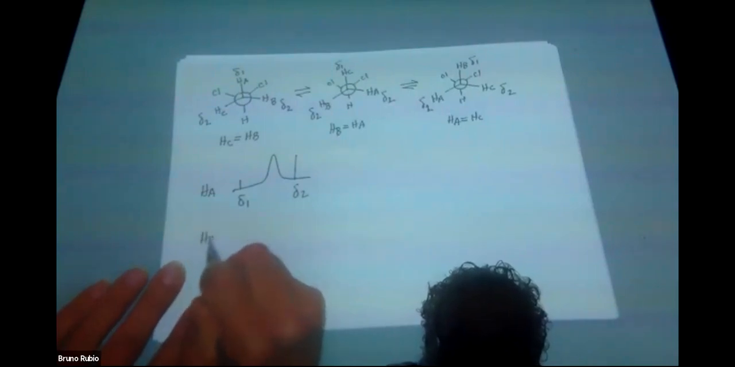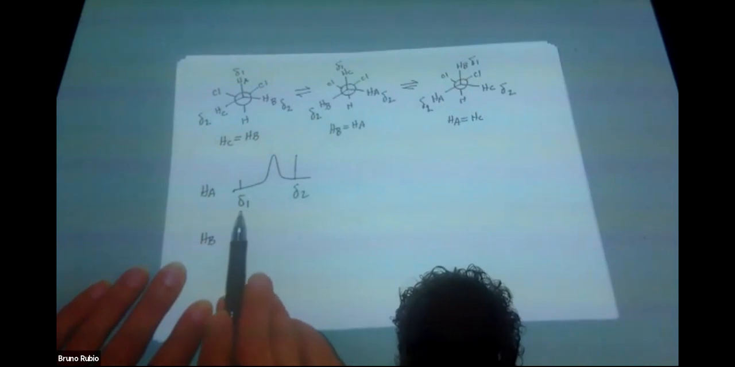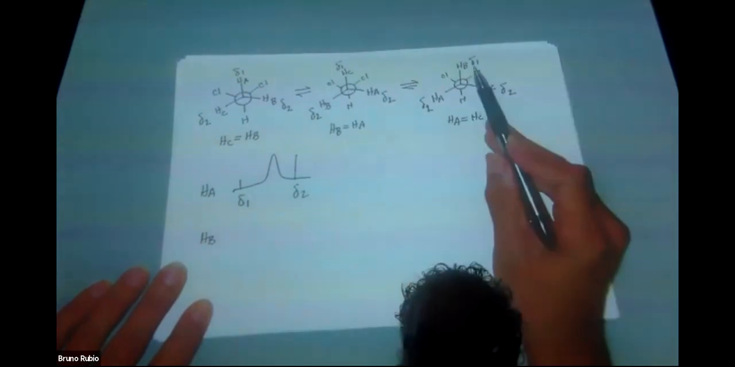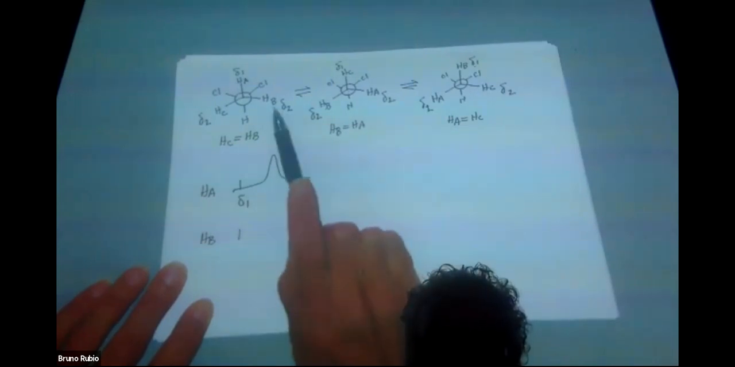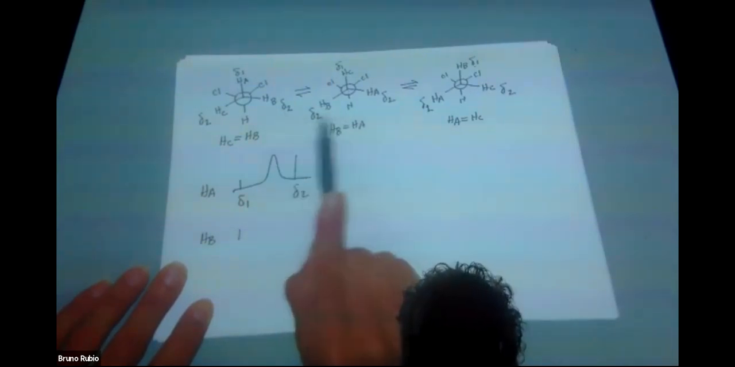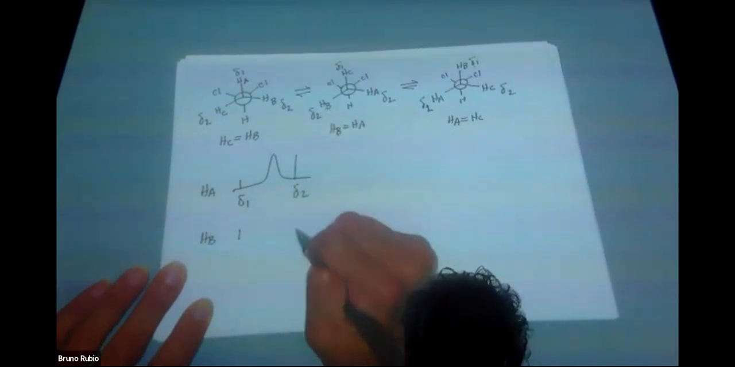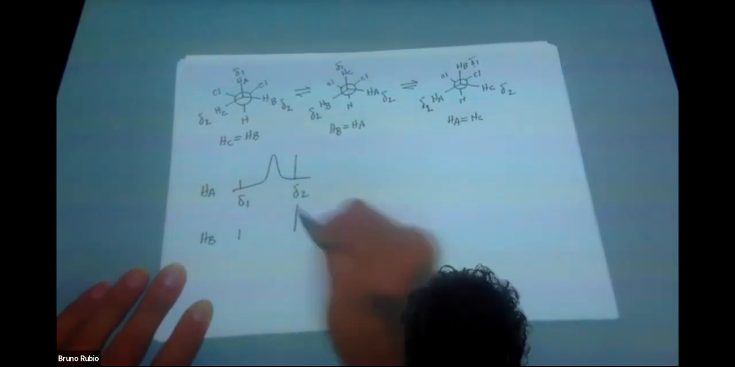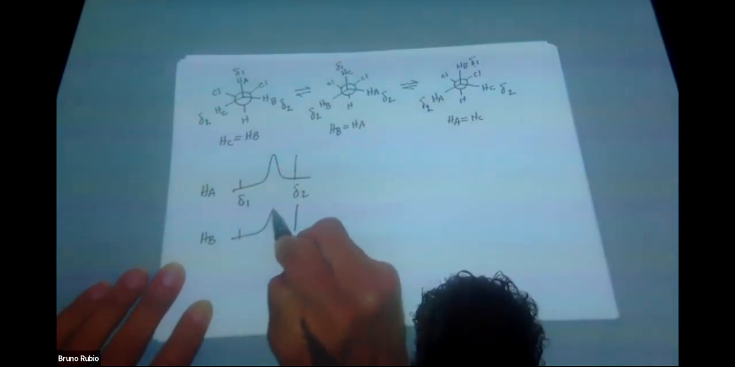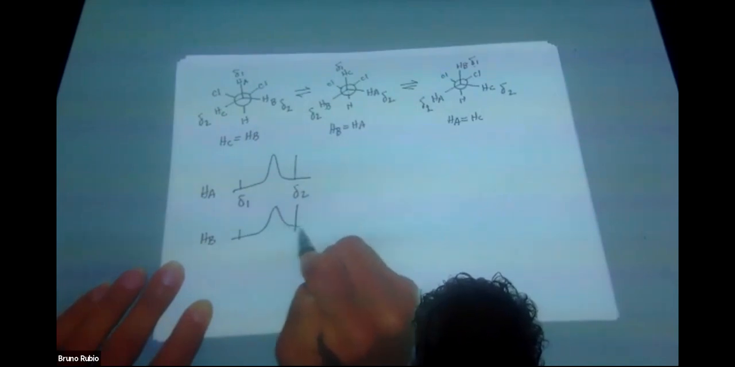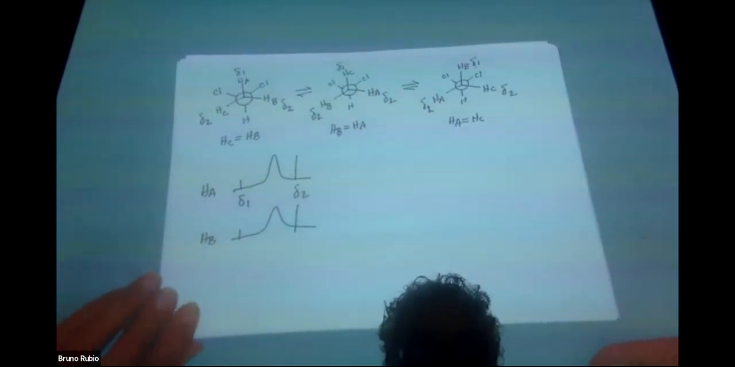Now let's look at HB. HB sometimes has delta 1 and it sometimes has delta 2. But HB has delta 2 twice, so I'm going to make that line over here twice as long. And once again, what the NMR sees is the average of these two signals. It's exactly the same result that I got for HA.